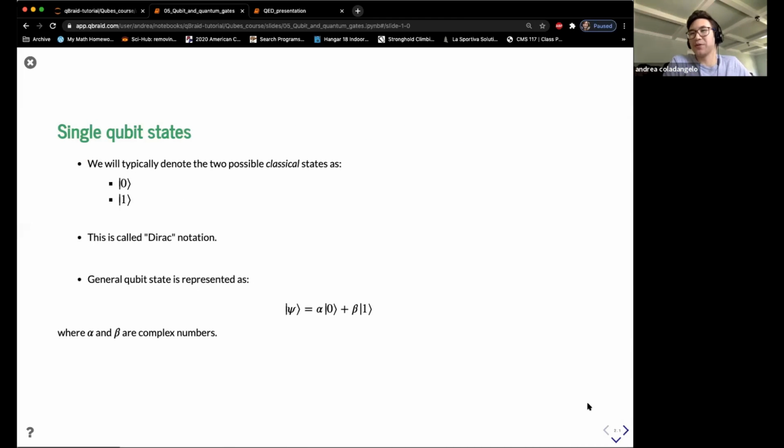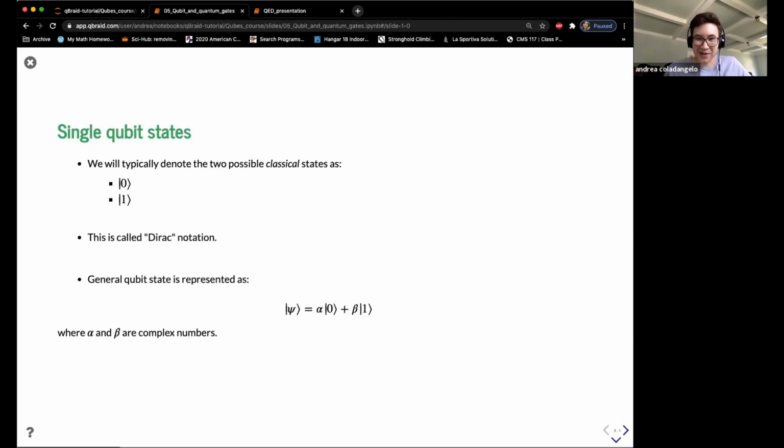Single qubit states, right? We will typically denote the two possible classical states that a qubit can be in as |0⟩ or |1⟩, where this funky looking notation is called the Dirac notation. The way we pronounce this is ket 0 and ket 1. And so the general state of a qubit is represented as, you can call it psi, some linear combination, alpha |0⟩ plus beta |1⟩, where alpha and beta are complex numbers.